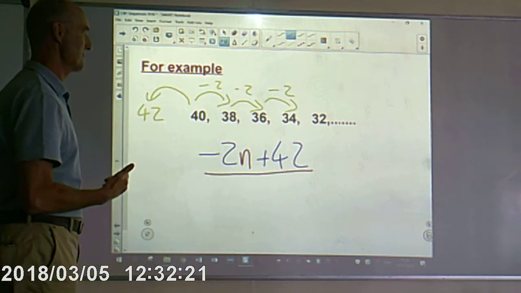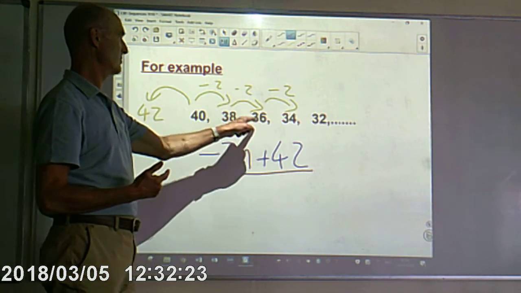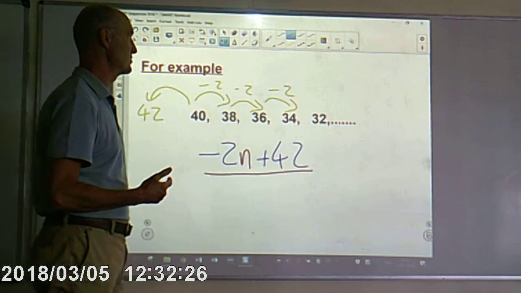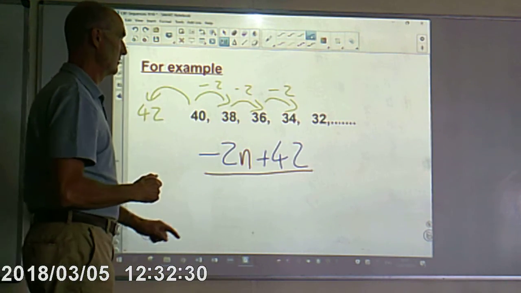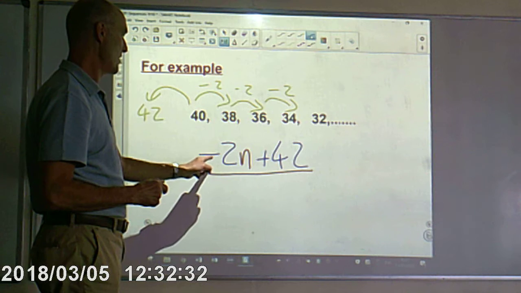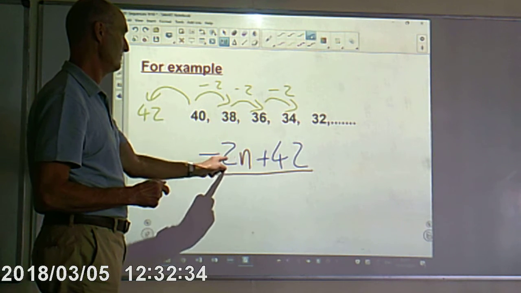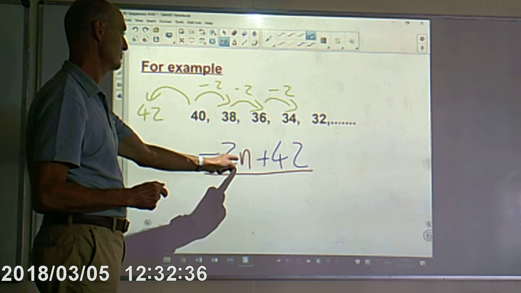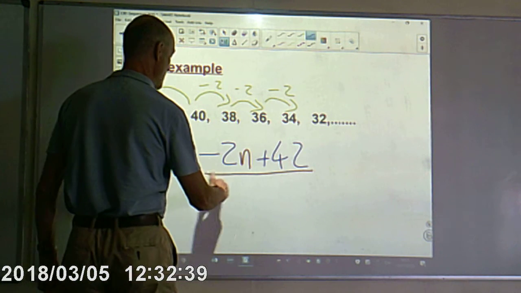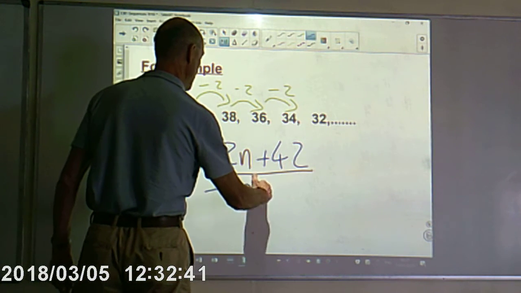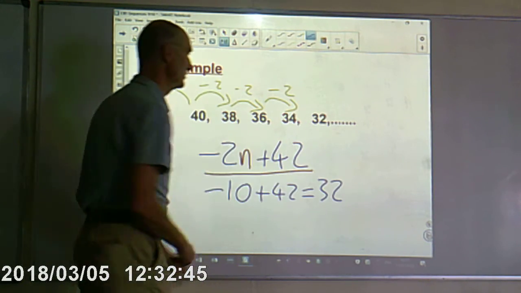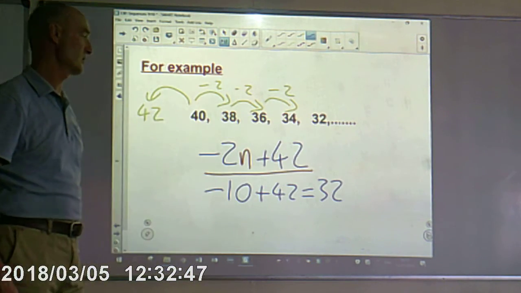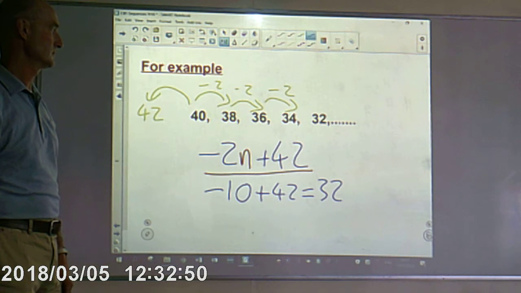Let's just check that. First term, second term, third term, fourth term, fifth term in the sequence I've been given. So if I want to do the fifth term, minus 2 times 5 because my n is 5. Minus 2 times 5 gives me minus 10. Plus 42 gives me 32, which indeed is my fifth term, so it checks out. Okay? It checks out, it works.